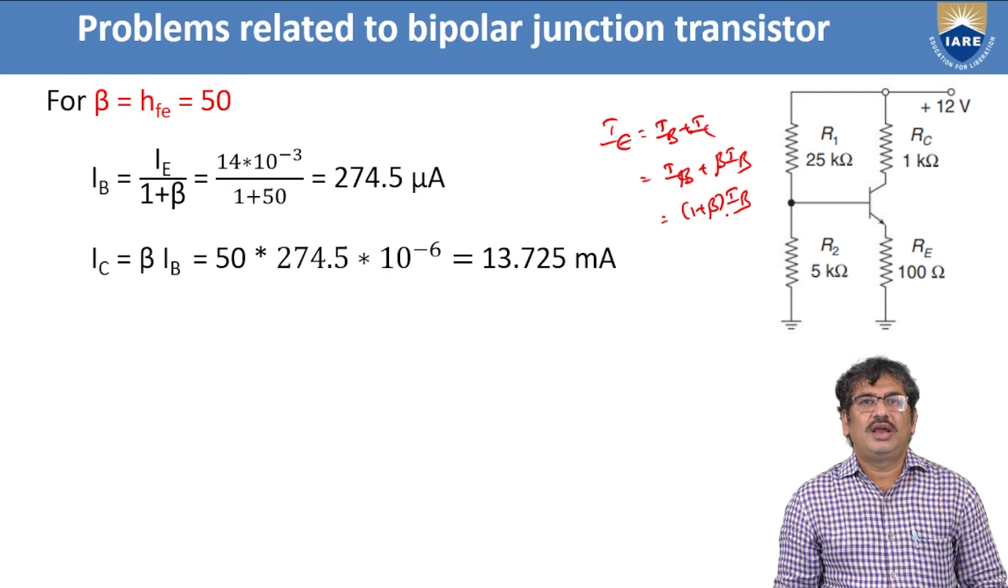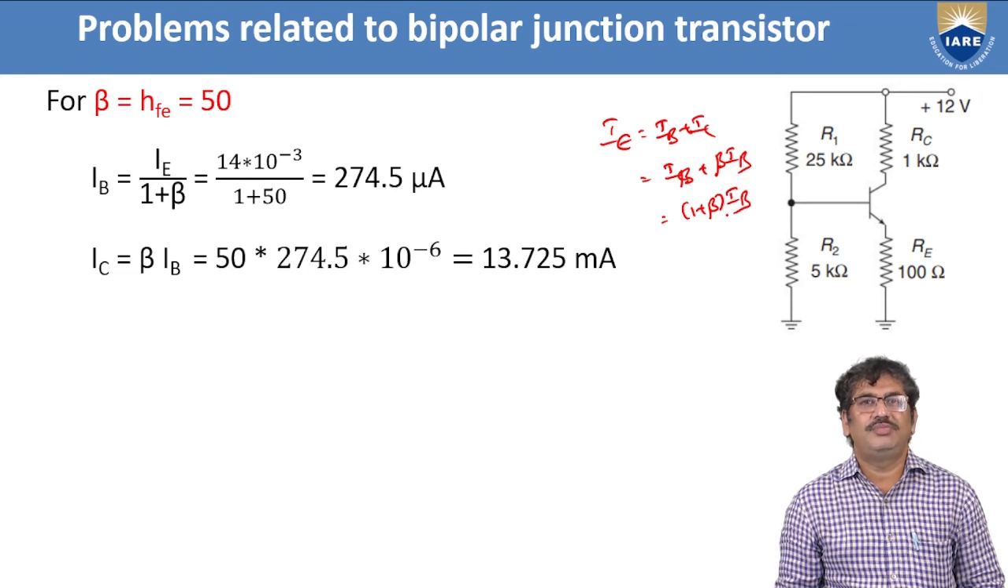Next, once we got IB, we can estimate IC is equivalent to beta times IB, which is 50 into the estimated base current of 274.5 microamperes, which will produce the collector current as 13.725 milliamperes. This is for beta is equivalent to 50.